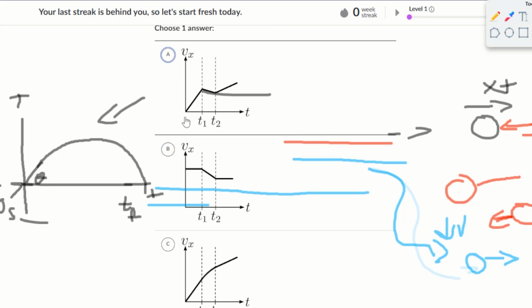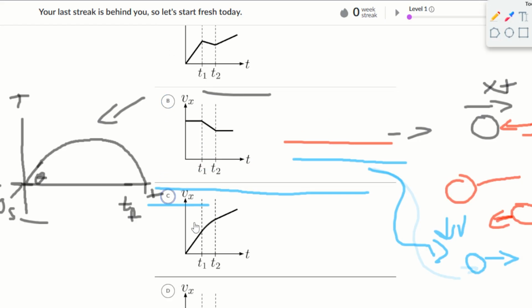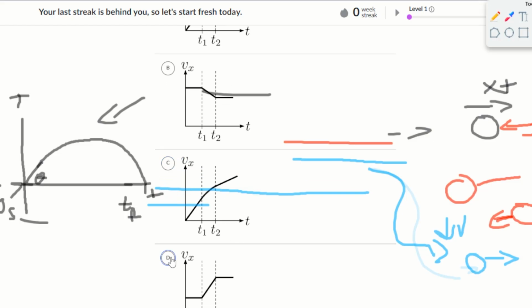A is saying that it was increasing, which is true. And this is at time t1, it decreased, and at time t2, it increased again. Here at time t1, it says it continued to be constant, then it decreased, and then continued to be constant at the decreased value. C is saying that it increased, and then it continued to increase, and then leveled off. And D says that it was constant, increased, and constant.